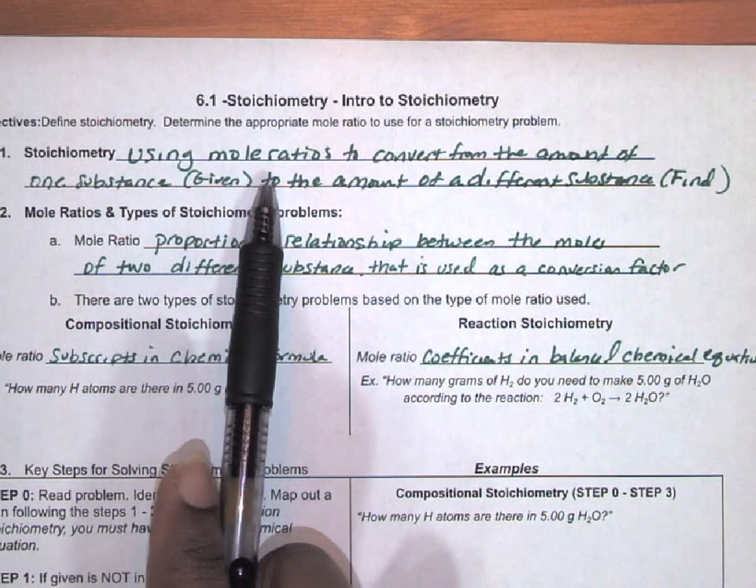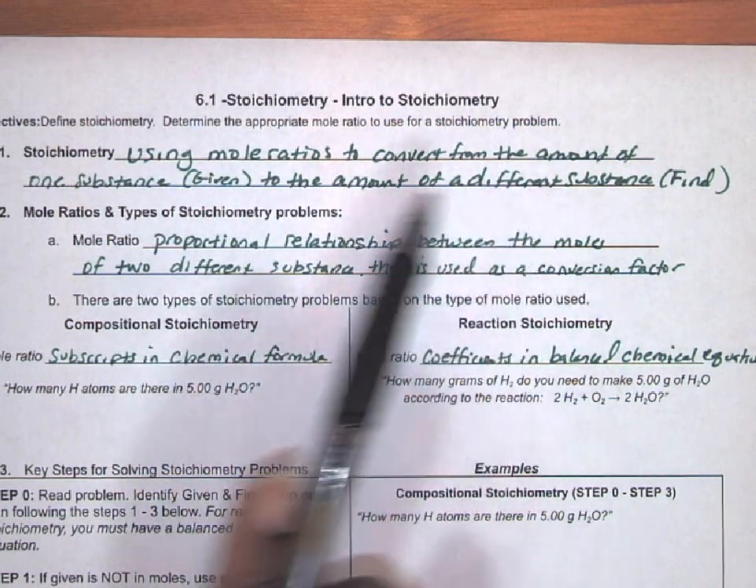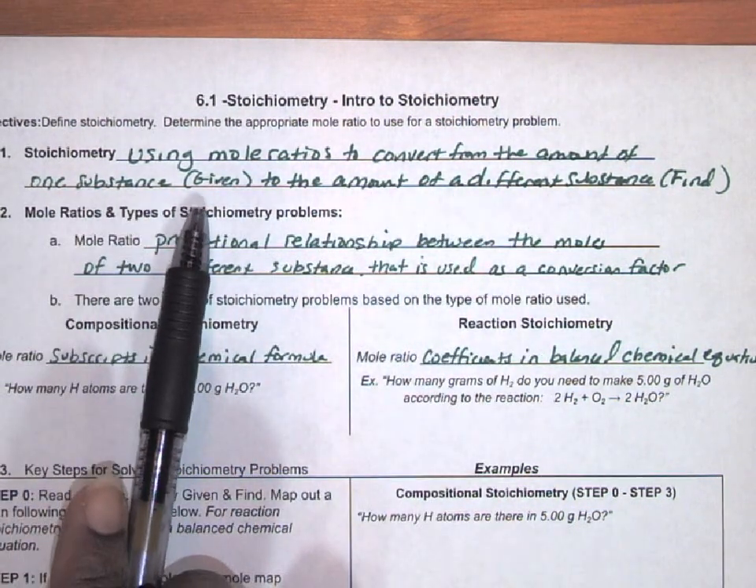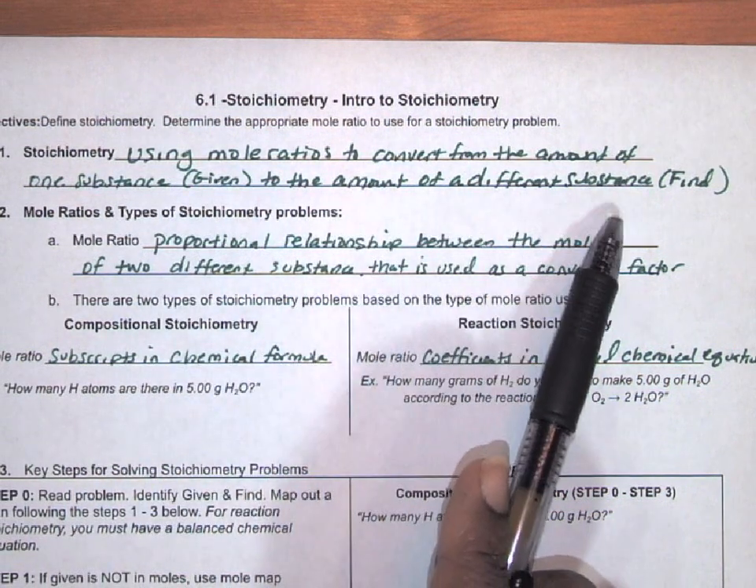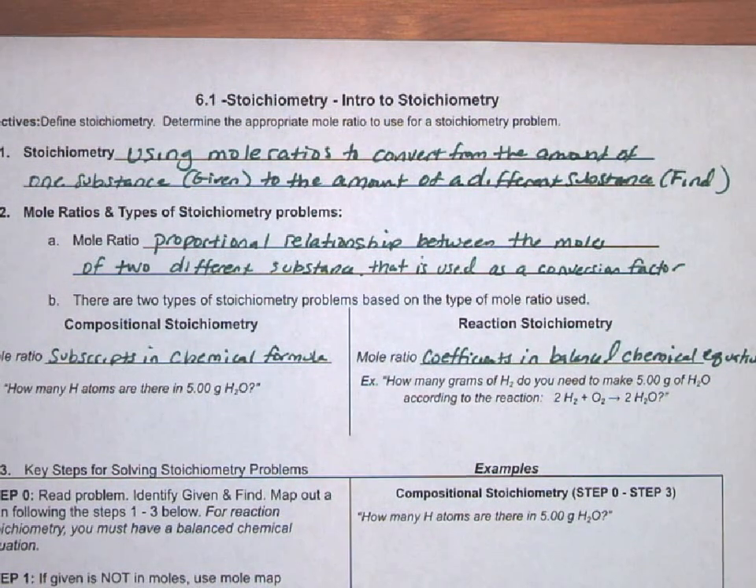Stoichiometry is using mole ratios to convert from the amount of one substance, which is your given, to the amount of a different substance, which is what you're asked to find. So again, if you need time, make sure you pause the video to copy the definition down.